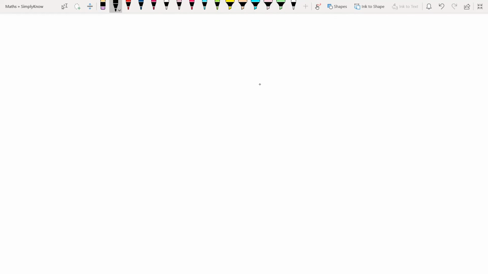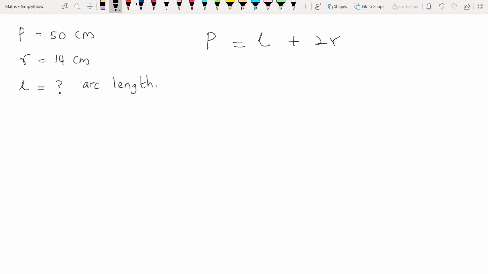Okay, this is our final question and it's a very simple question. The perimeter is 50 centimeters, radius is 14 centimeters, and we need to find the arc length. We should find the arc length. Now for this, we can use this simple formula. Perimeter equals arc length plus 2r. And we need to find the arc length.